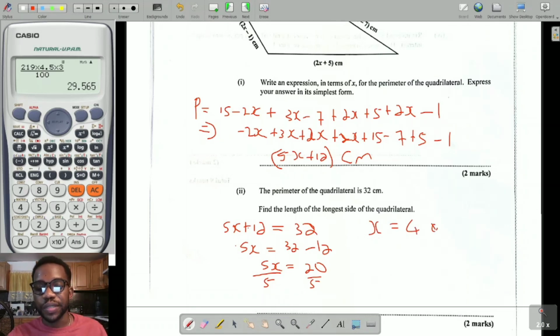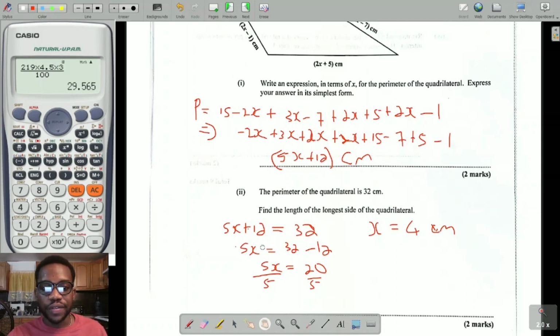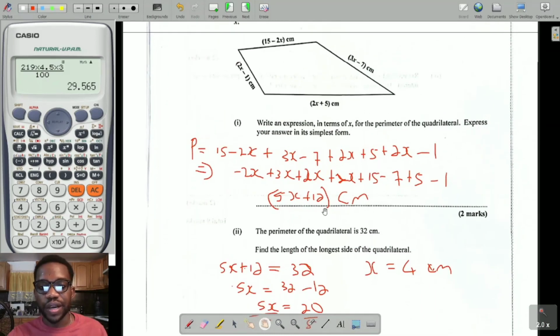Alright, and this will be 4 centimeters. But I need to know what the longest side is. So let me go back up now. You have several different sides. So which side would be the longest side?